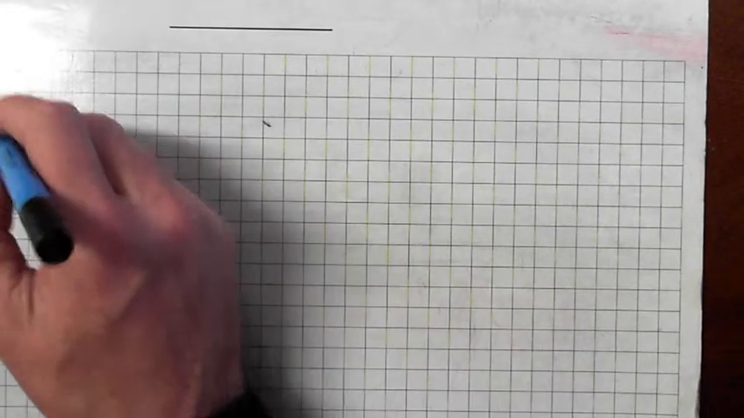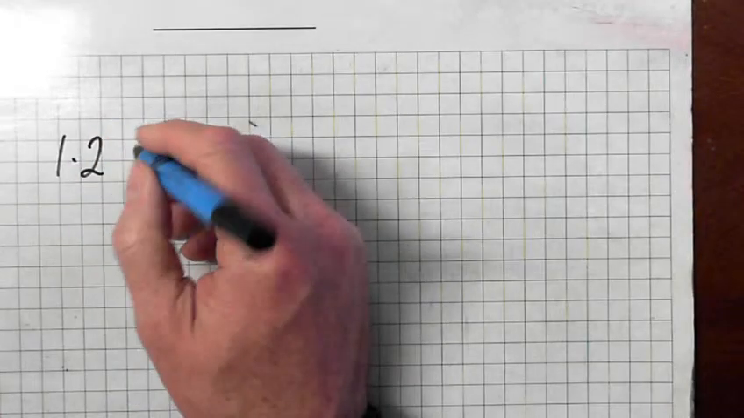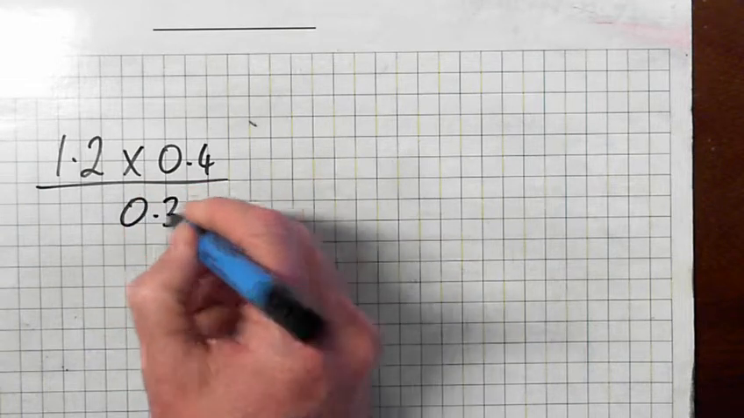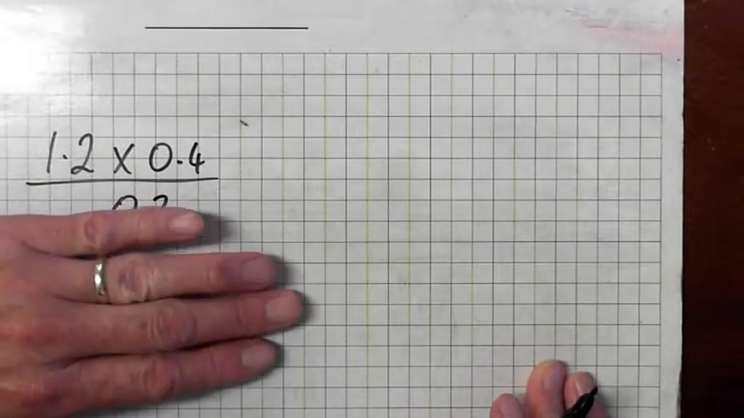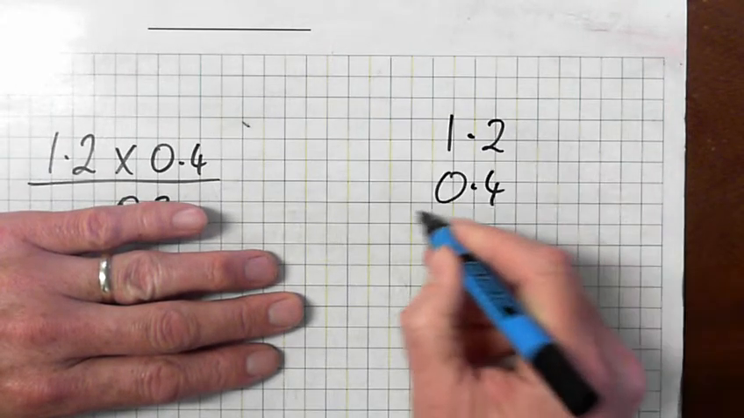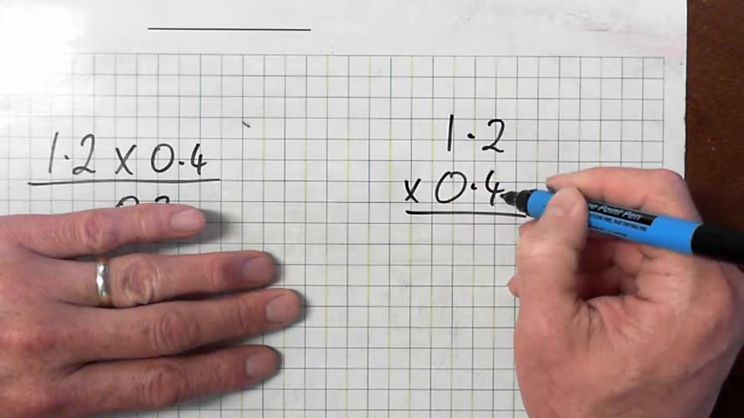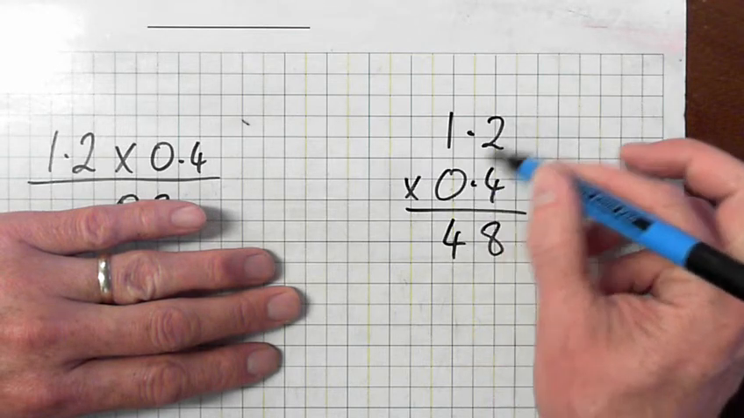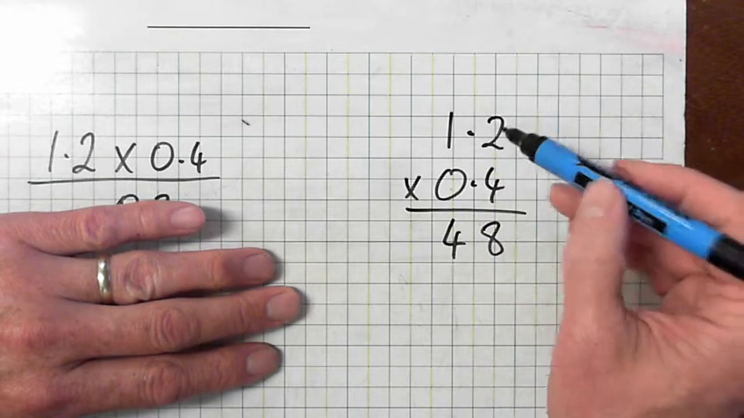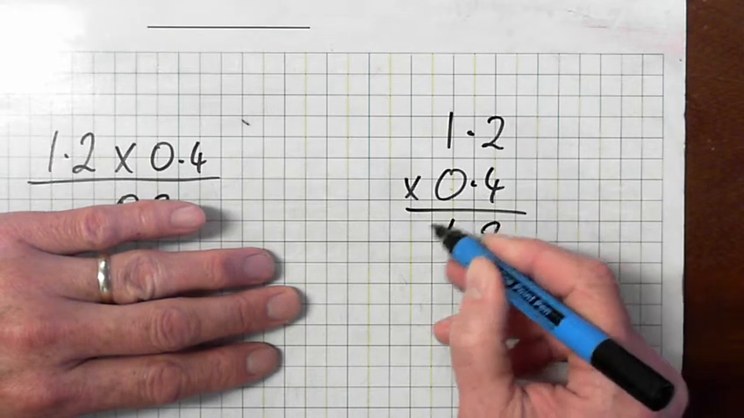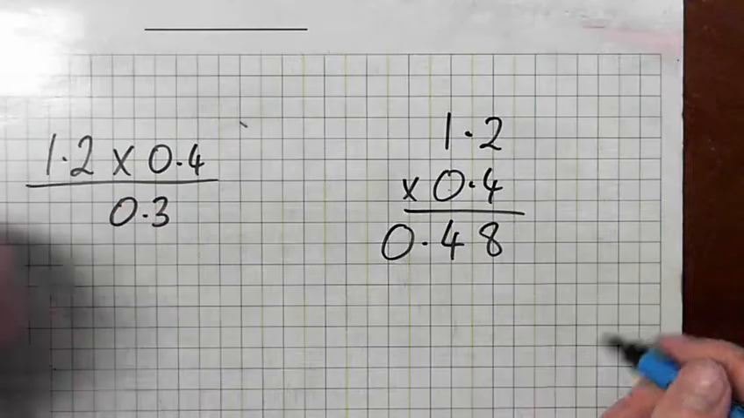Right. What if you have one example of multiplication and division? 1.2 multiplied by 0.4 over 0.3. Well, I'll do the multiplication first on the side. Rough work. 1.2 multiplied by 0.4. So just multiply as normal first. 4 2s are 8. 4 1s are 4. And there's no need to multiply by a 0, is there? How many decimal places are there? 2. 1, 2. That's my answer.